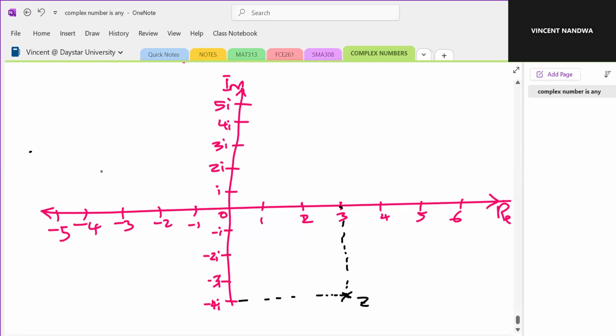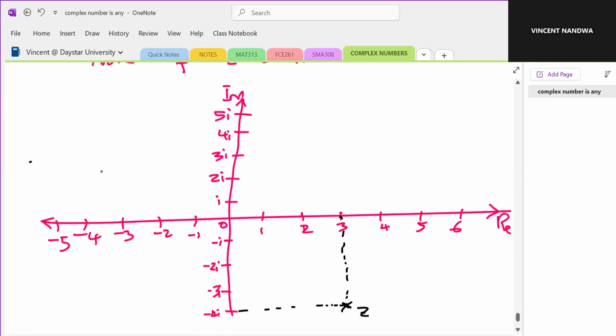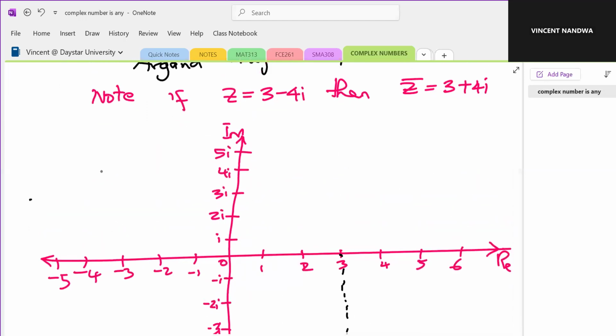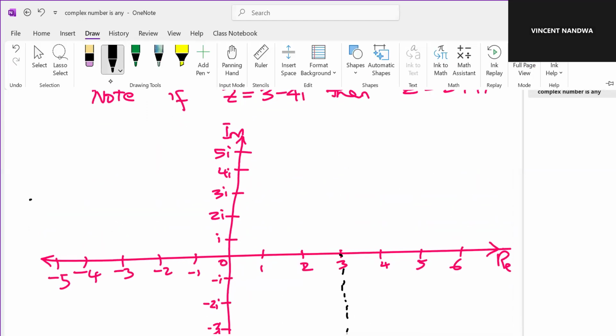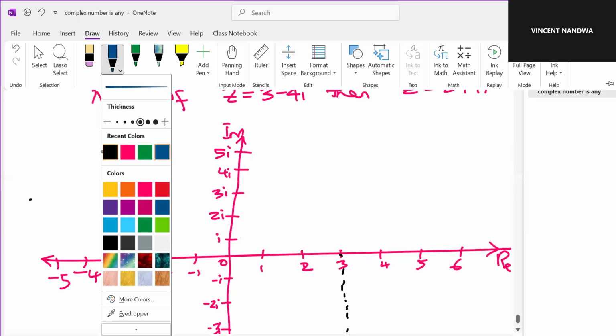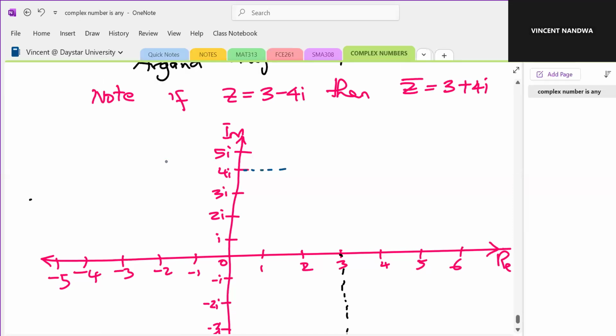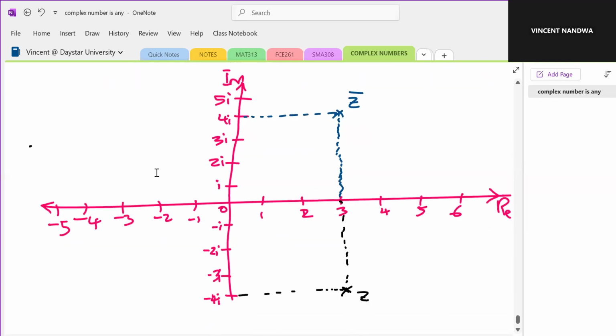And then the conjugate of Z is 3 plus 4i. So 3 on the real axis, and 4i on the imaginary axis. So I'll have this. So this number will be here. So that is how those two numbers are represented.